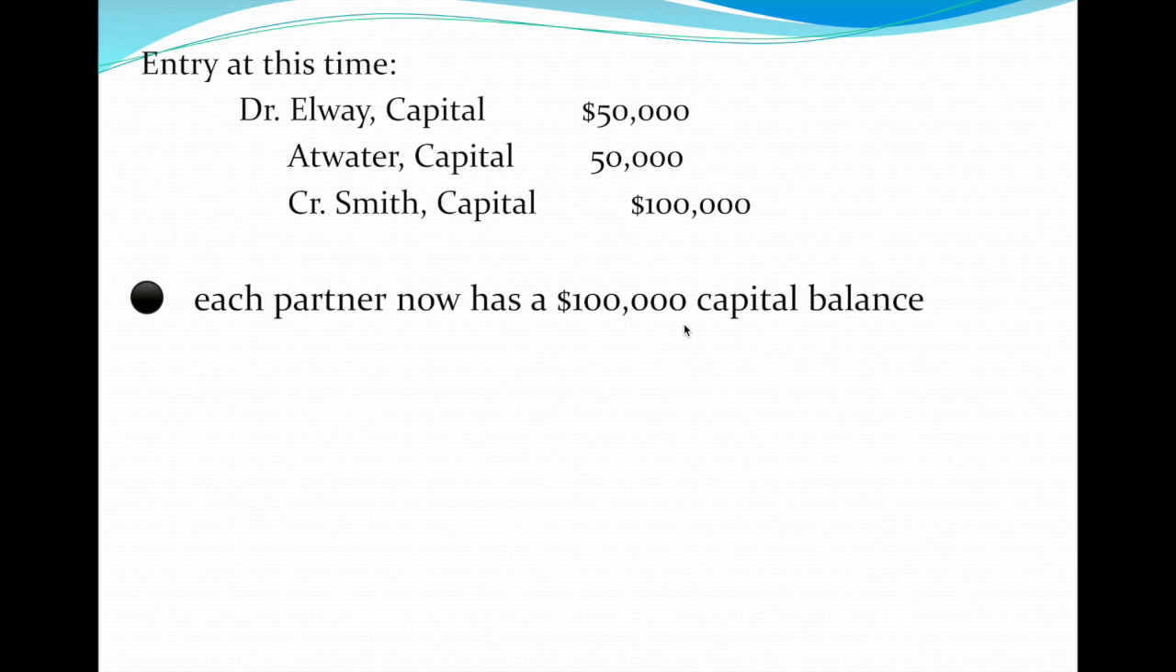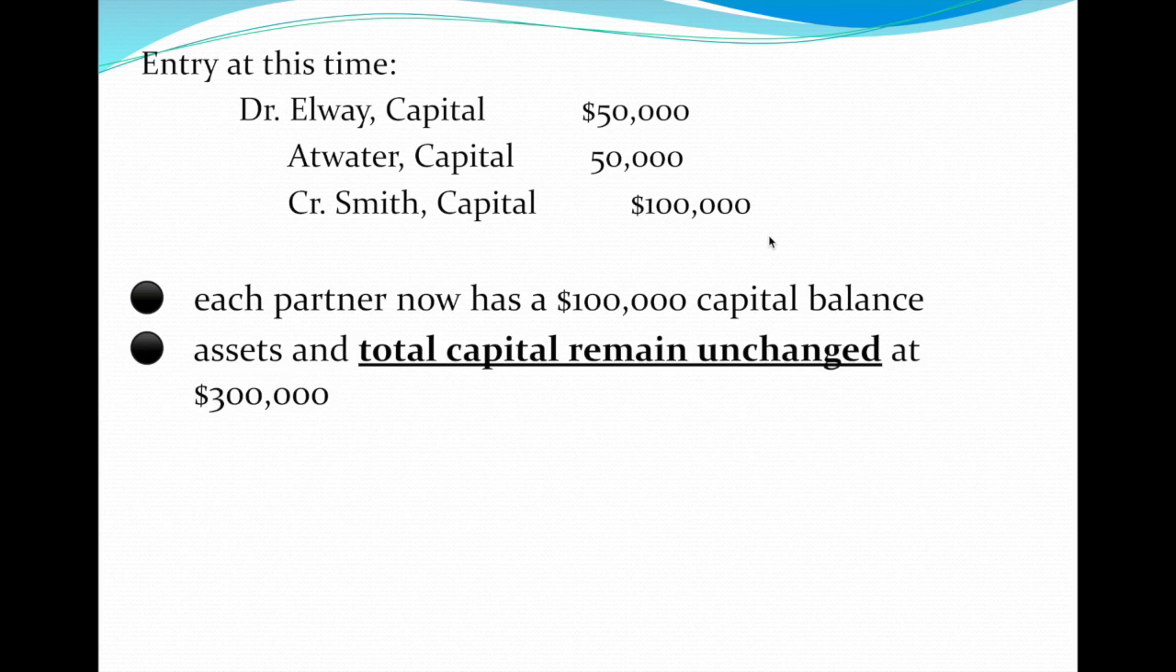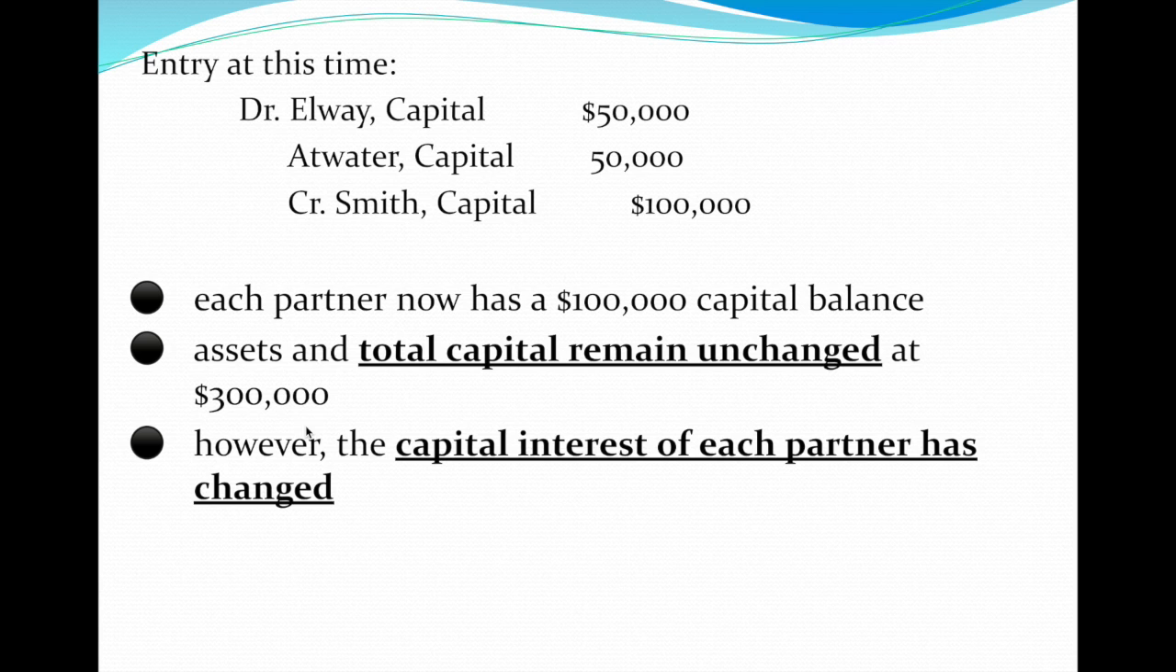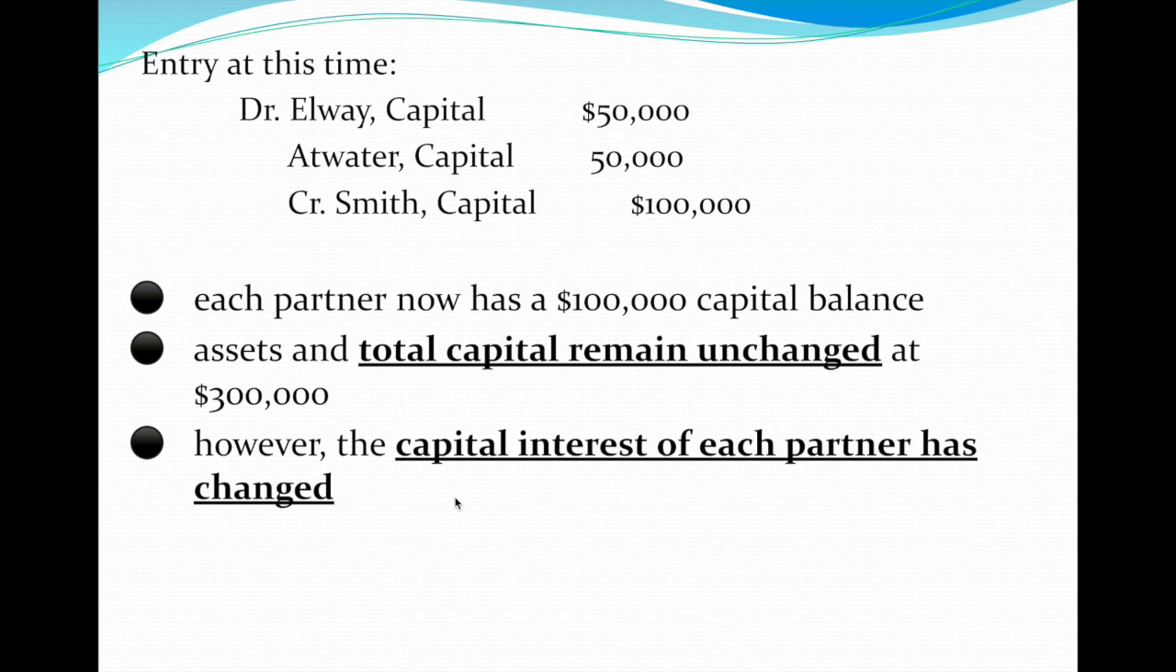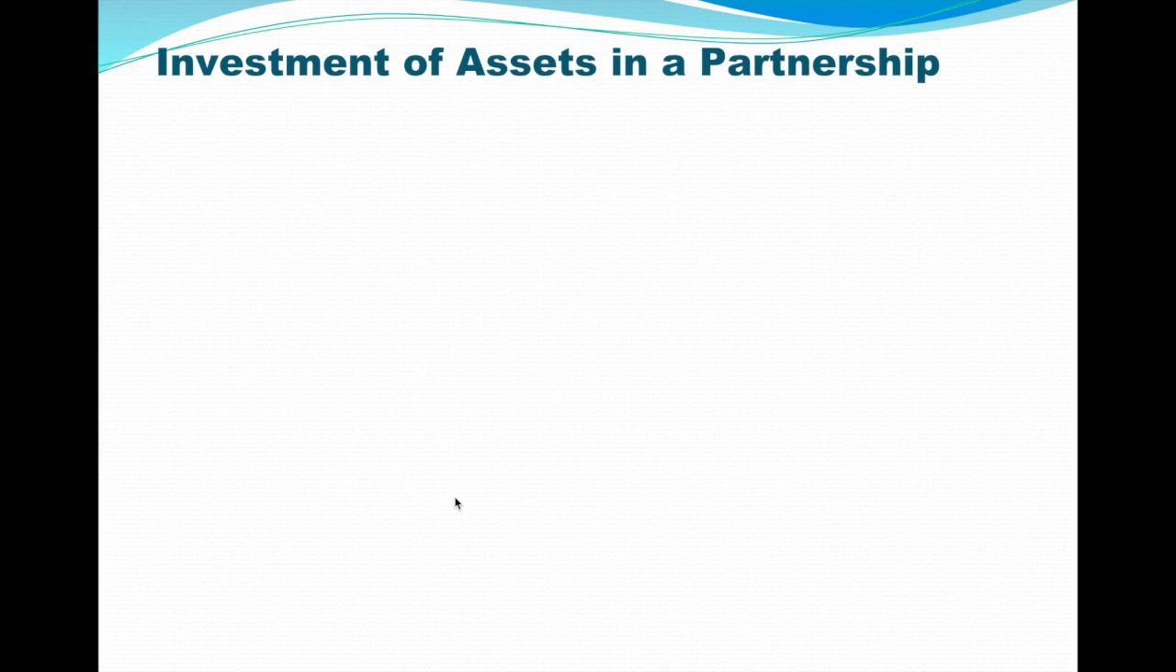So you'll notice earlier, Elway and Atwater both had $150,000 in capital for a total of $300,000. Now, there are three partners, but each of them has a capital balance of $100,000 apiece. So the total capital balance is unchanged at $300,000. But the capital interest for each partner has changed. And that's because Smith has bought a third from each of them. So the interest has gone down for both of them.